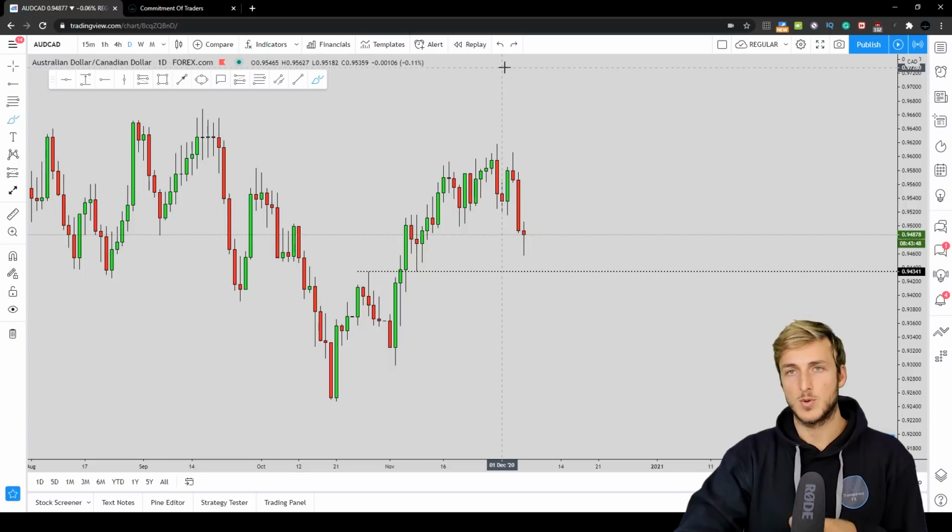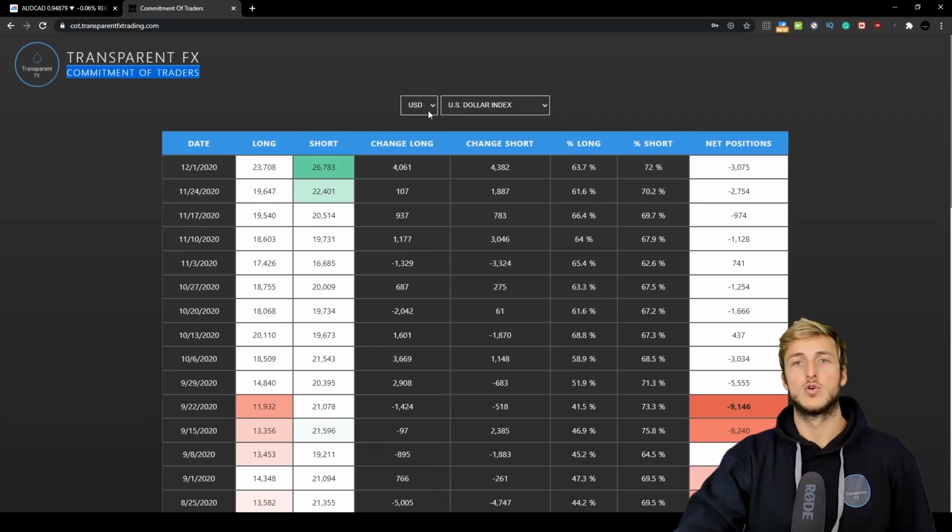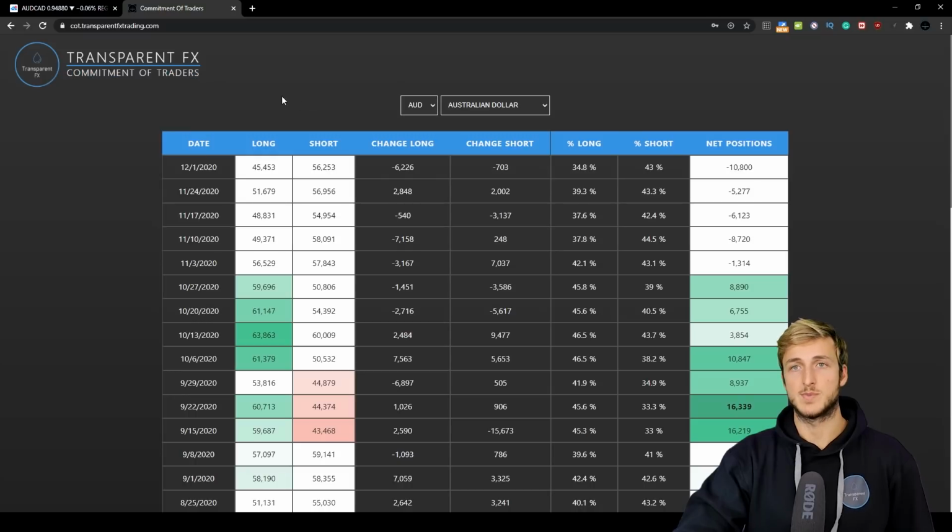What does this mean? Now, before I show you that, let's first go and see what we have from a COT perspective, so commitment of traders, which is what hedge funds are currently doing in the market.